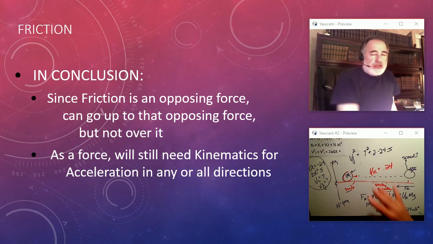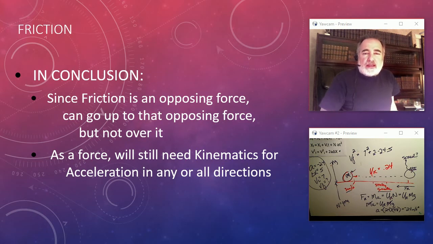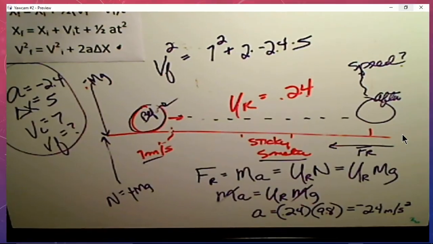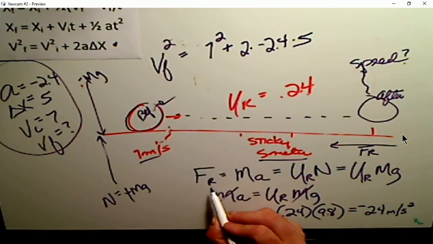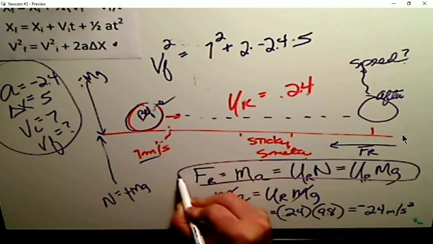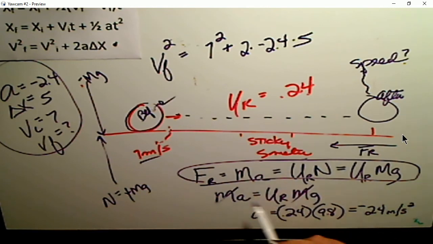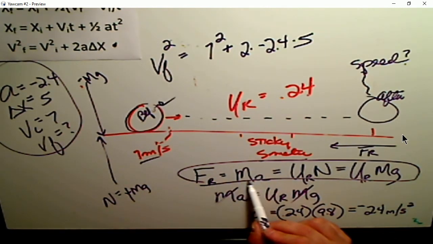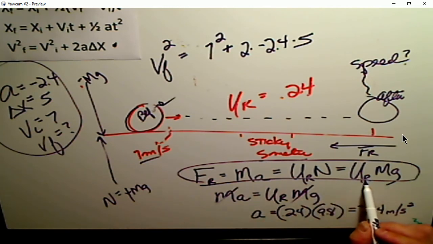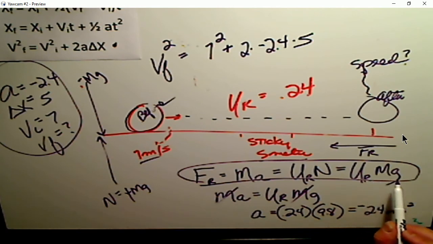As a force, we still need to use the kinematics here and solve for acceleration in all directions. So you see how I use that in this particular equation here, right? Because the force of friction is a force, and it still follows ma. And in terms of fighting against gravity, we're doing rolling friction times mg. It is opposing the negative result of gravity downward.